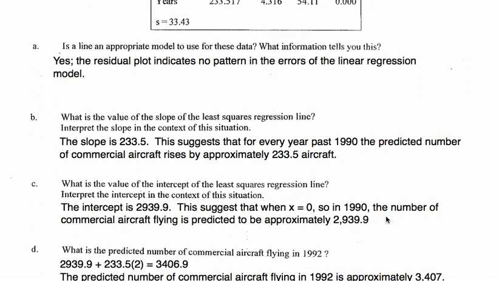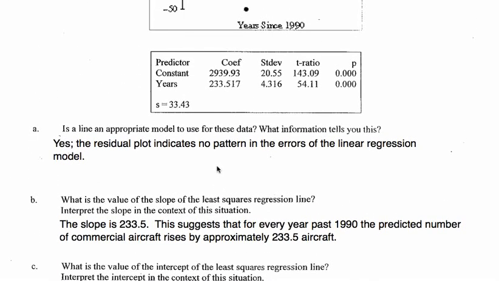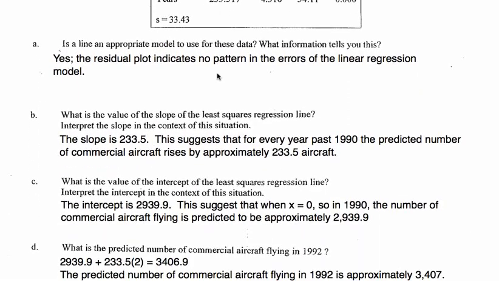So in part C, what is the value of the intercept? Interpreted in the context of this situation. So under the coefficients, the constant is the intercept. So the intercept is 2,939.93. Again, you could round it to 2,940 if you wanted to. I just left it as a decimal. So the intercept is where the regression line crosses the y-axis, and on the y-axis the value of x is 0. So it's important that you interpret what x equaling 0 means in this context.